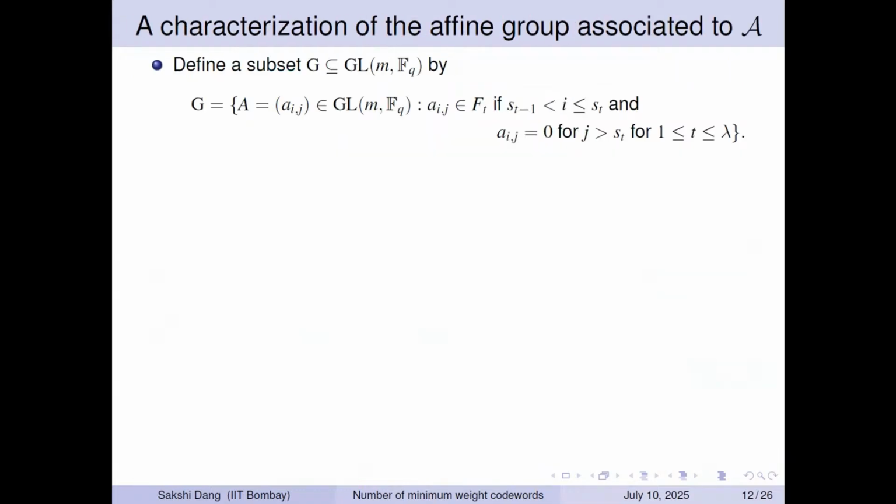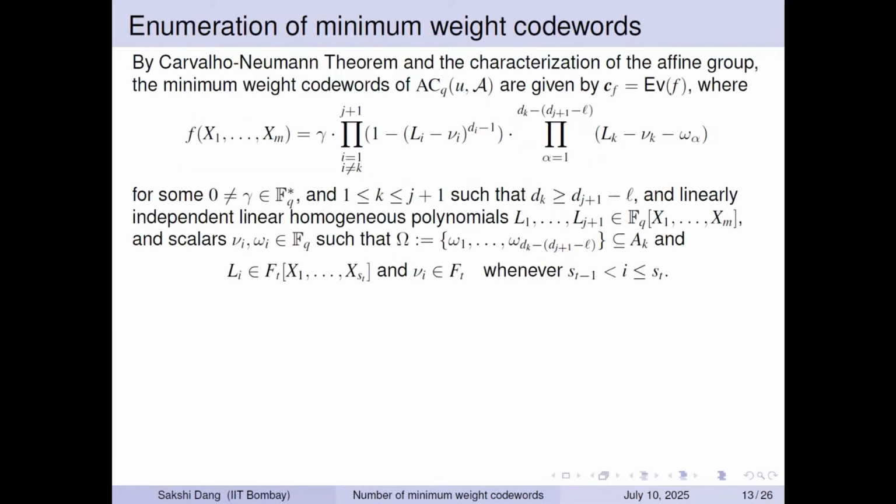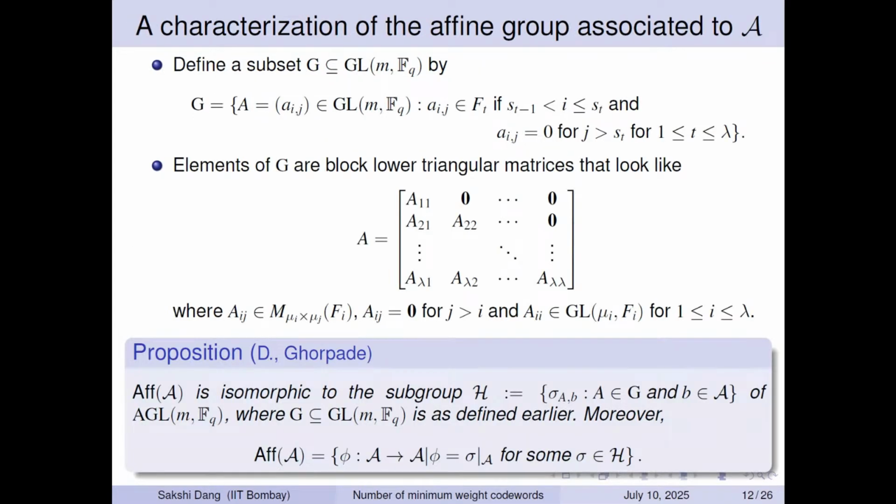Since the definition of the affine group associated to A was a bit abstract, in the case of nested subfields we tried to characterize it in terms of matrices, and we see that the affine group associated to the Cartesian product A is nothing but those elements of the affine general linear group, where A has this block-lower triangular form, matrices of this form, where A11 has entries from the field F1, A21 and A22, the second block, have entries from the field F2 and so on, and the translation vector B is nothing but a vector from the Cartesian product A itself.